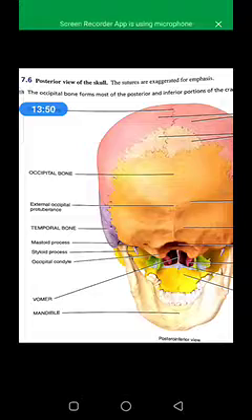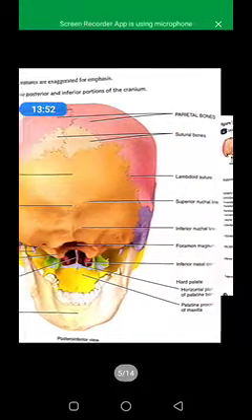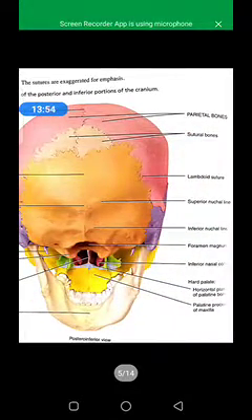Okay, if you see from the right side, you can see the parietal bone, sutural bones, lambdoid suture. Then there is the superior nuchal line, and the inferior nuchal line. This is the foramen magnum through which the spinal cord passes.